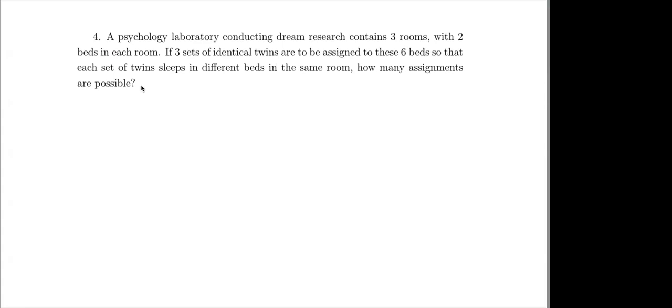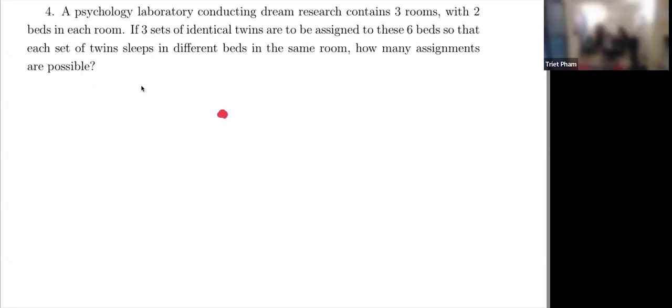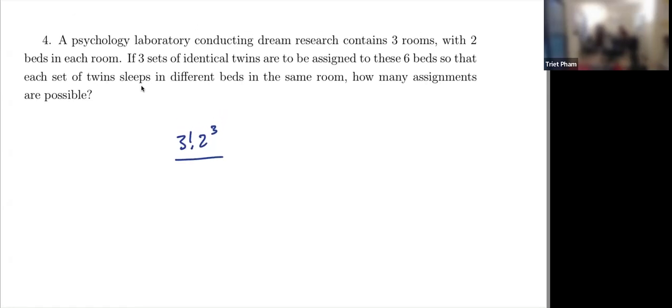3 factorial times 2 to the 3rd power. Correct, very good. This is similar to the couple question. Basically, the twins have to stay together, so they move together as a unit. That gives us 3 factorial ways to arrange these 3 sets of twins. But within the room, they can switch beds. So that's 2 cubed. Any question here?